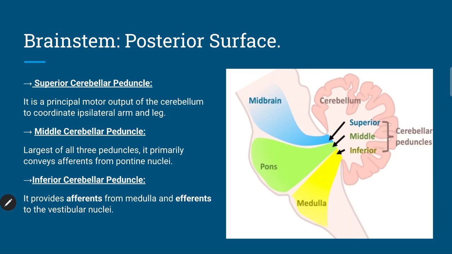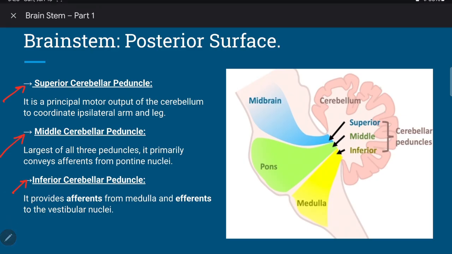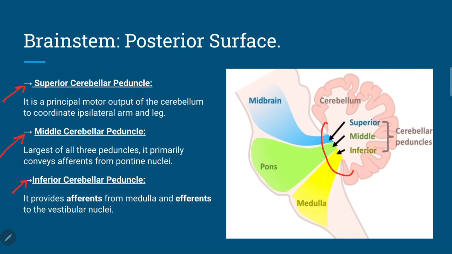More to the posterior surface, we have the superior cerebellar peduncle, the middle cerebellar peduncle, and the inferior cerebellar peduncle. So if you can see here, cerebellum is connected to the brainstem. We have the superior, the middle, and the inferior peduncles, and they connect with the different divisions. So superior connects with midbrain, middle with pons, inferior with medulla.